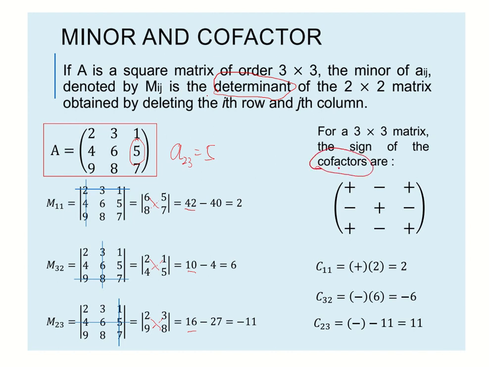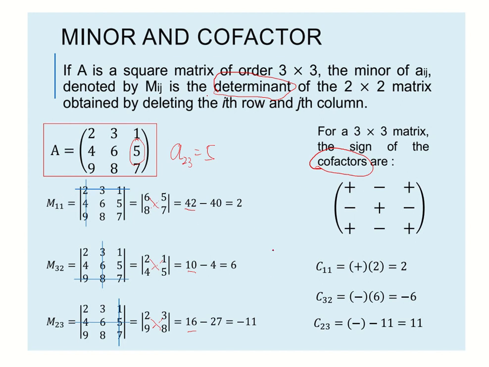Now to find the cofactor, we apply the sign, positive or negative, to the minor. The signs are always distributed in this form, alternately one positive, one negative, one positive, one negative. Start with positive. So the sign of the cofactor is always distributed in this way. All right, now, back to the first one.